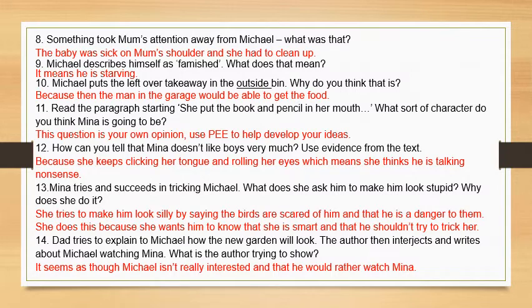And the last one, Dad tries to explain to Michael how the new garden will look. The author then interjects and writes about Michael watching Mina, which is, what is the author trying to show? Basically trying to show that Michael does not care about what Dad's going on about the garden, because he doesn't think that anything's going to change anyway. And actually looking at Mina and seeing what she was doing was a bit more interesting than listening to Dad.